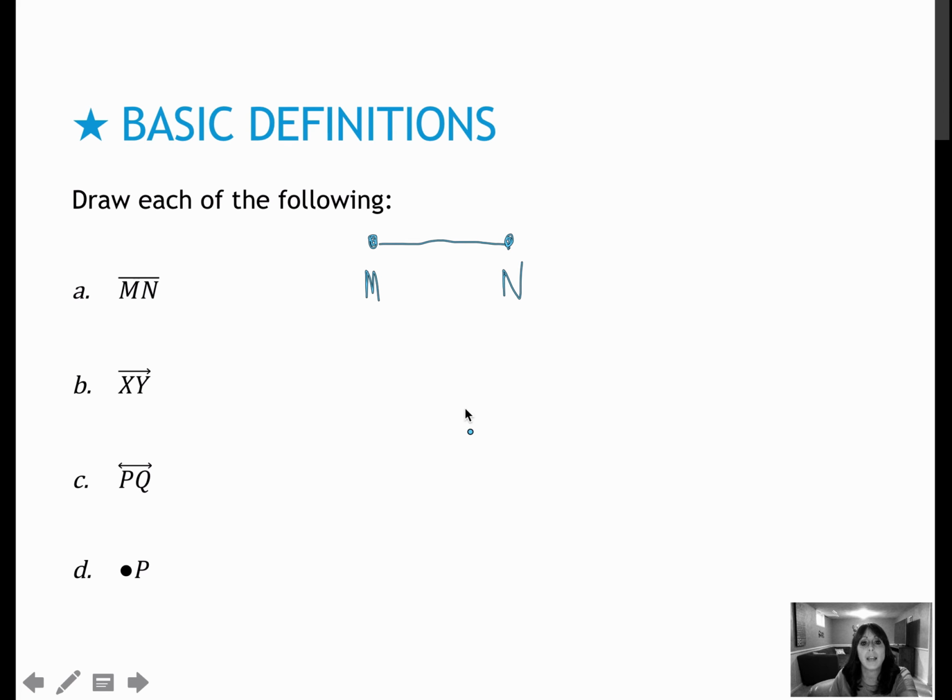Ray XY, again, it doesn't matter the direction that your ray is pointing. It can be pointing up. It doesn't matter, but what does matter is that the X has to be the endpoint and the Y has to be on the side with the arrow. Notice that's the way it's written. Line PQ means it's a line that continues forever in each direction. It doesn't matter which one's P and which one's Q. And then point P obviously would just be a point, and then P above or below, but typically below.